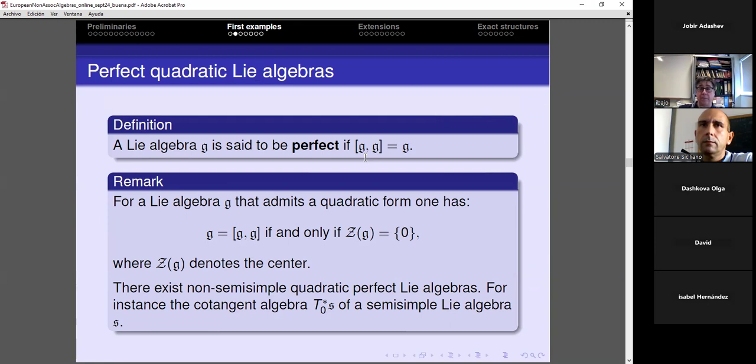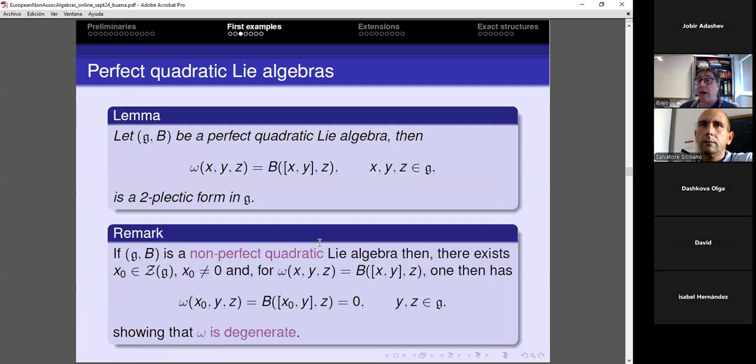It is very easy to see that there are non-semisimple quadratic perfect Lie algebras. For instance, if you take a semisimple Lie algebra and then you take its cotangent algebra, so you make the T-star extension by 0, then you get a new Lie algebra which is actually perfect. It is quadratic, and it is not semisimple because the part of the dual is in the radical of the Lie algebra. Well, it's actually the radical of the Lie algebra.